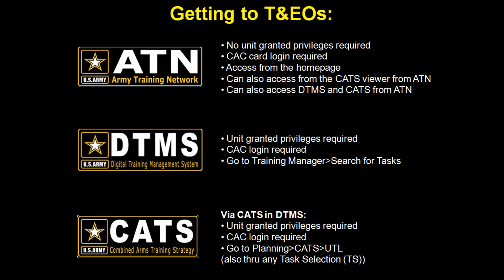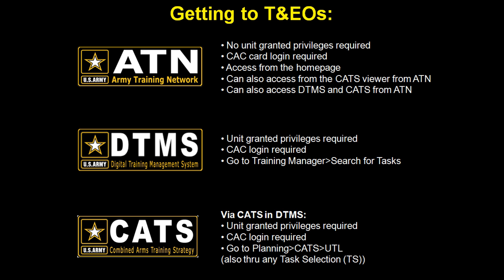For the purposes of this video, we'll show you how to get to T&EOs using the Army Training Network. There's also a tutorial feature on Unit Training Management, UTM, and the NCO corner on ATN that will walk you through the numerous ways you can get to a training and evaluation outline. Take a look at these ways you can access T&EOs. In each case, a CAC login is required. Whether you access your T&EO through ATN, DTMS, or CATS, they all draw from the same database, so the product is the most up-to-date and virtually the same however you get it.